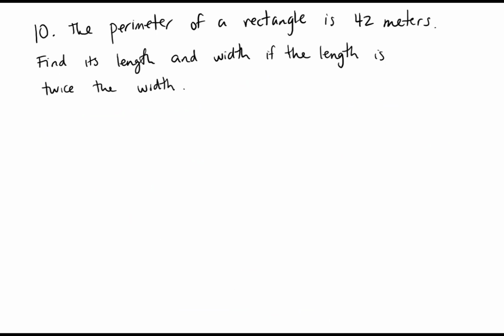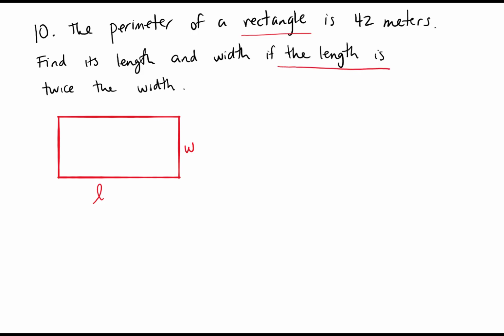Alright, the last question for this section. The perimeter of a rectangle is 42 meters. Find the length and width if the length is twice the width. So we're going to draw a rectangle because the word says rectangle. And we're going to label it according to some of the words given to us. So this is L, and this is W for length and width. And I'm going to take this portion of the sentence, that if the length is twice the width, I'm going to write that as an algebraic phrase. So the length is twice the width.